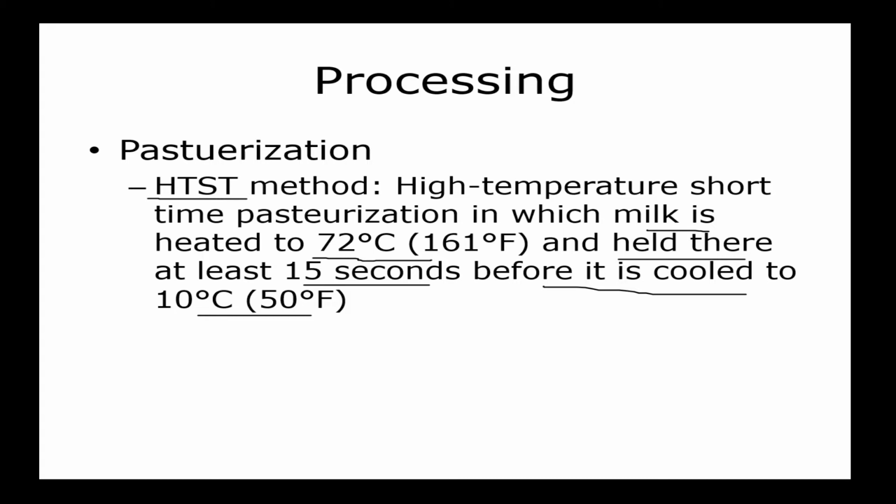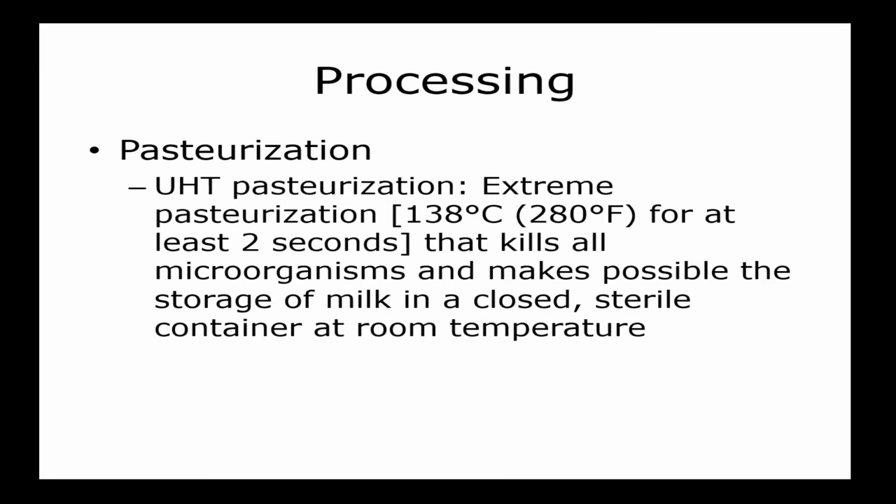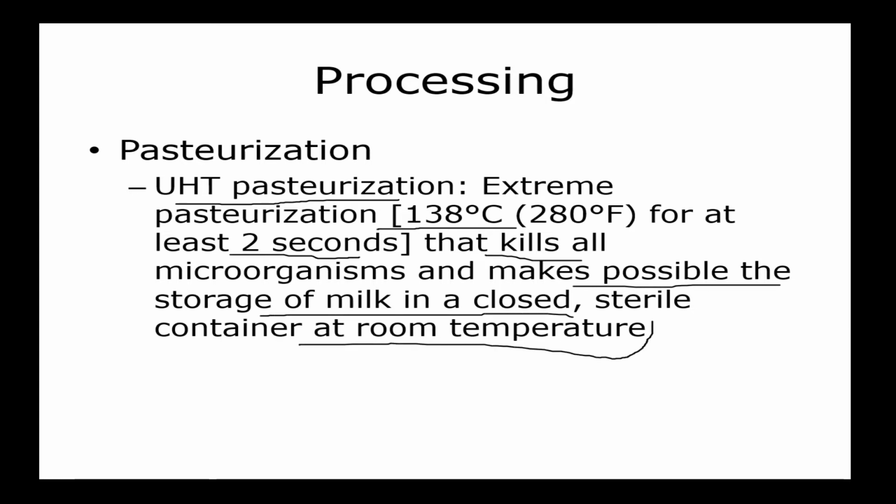Coming to the third type of pasteurization, which is UHT, the extreme or ultra high temperature pasteurization. In this, milk is heated at 138 degrees Celsius for at least 2 seconds, which kills all microorganisms and makes possible the storage of milk in a closed sterile container at room temperature. So the time decreases but the temperature increases as we move through the different types of pasteurization. We talked about three types of pasteurization to increase shelf life and prevent contamination and the growth of microorganisms.